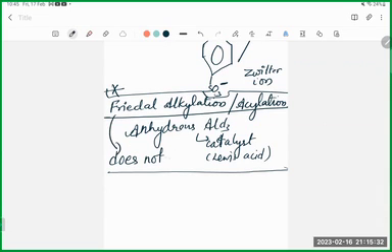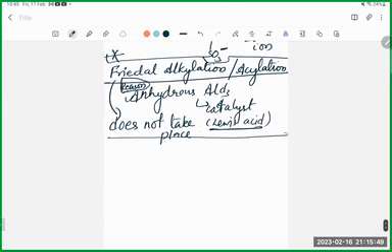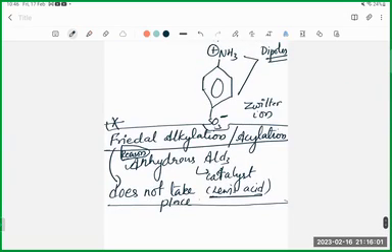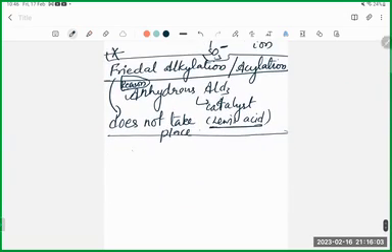Friedel-Crafts alkylation, acylation does not take place. Did you understand why? Because the catalyst used in this is anhydrous aluminium chloride, which will act as a Lewis acid, reacts with the amine group, which is basic in nature, and produces salt. So to avoid this reaction, we do not perform Friedel-Crafts acylation, alkylation. Okay, Hridaya? Yes, ma'am.